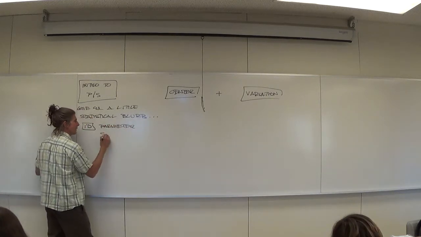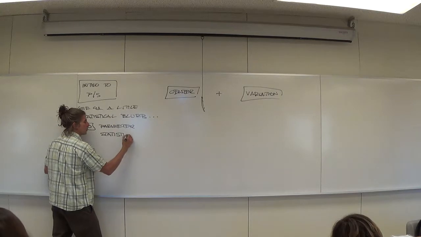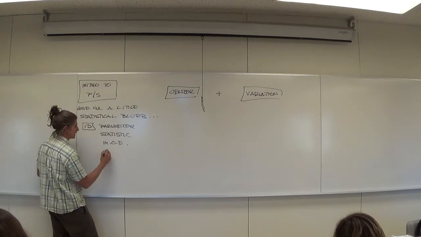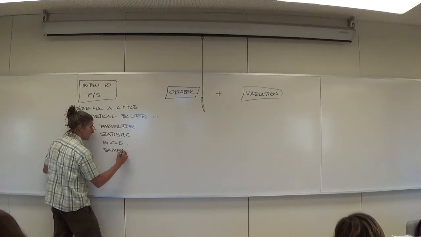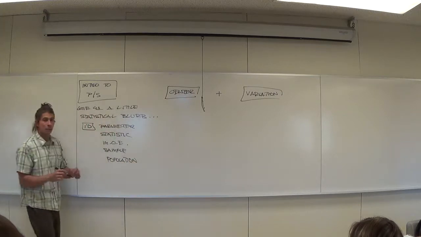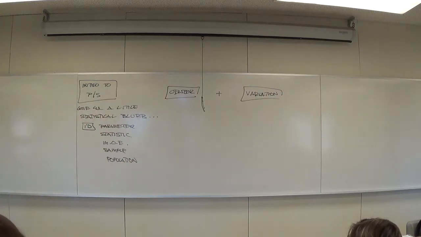a parameter, a statistic, a margin of error, what else did I say? A sample and a population, thank you. A sample and a population. And your job, like I said, is just to read the blurb, look below the blurb, and then match up the pieces as they go.